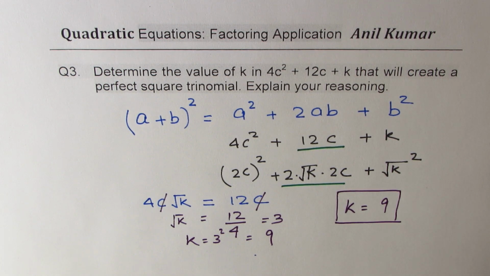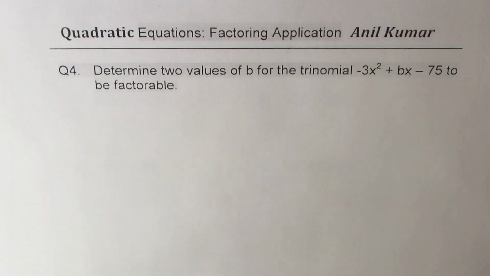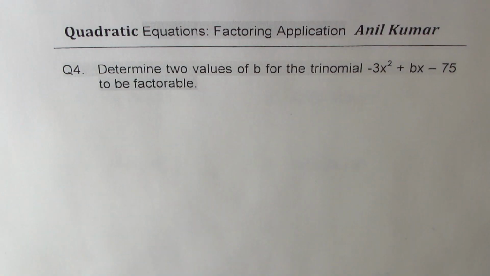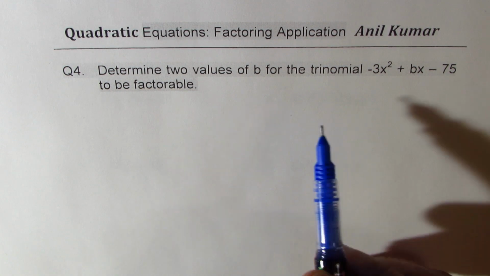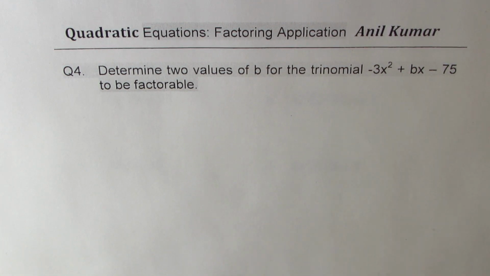Very important question. Try to go through these steps and understand. Now question number 4. Determine 2 values of b for the trinomial minus 3x square plus bx minus 75 to be factorable. Very interesting question. I hope you got it.